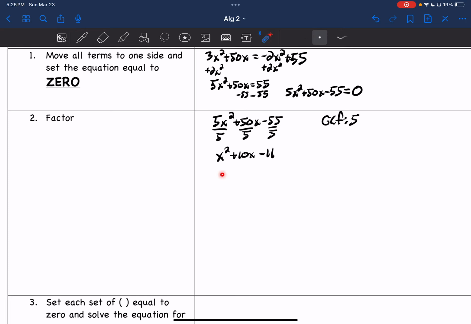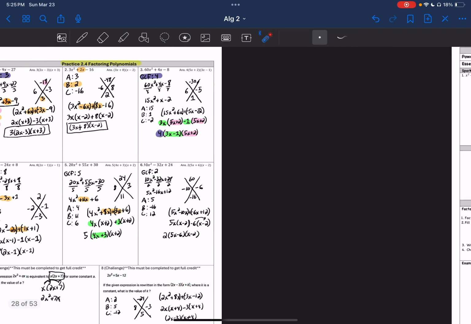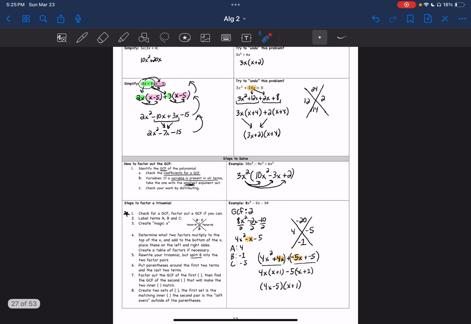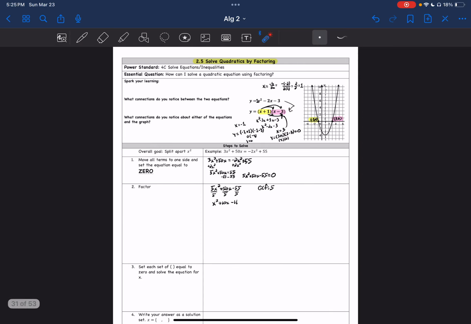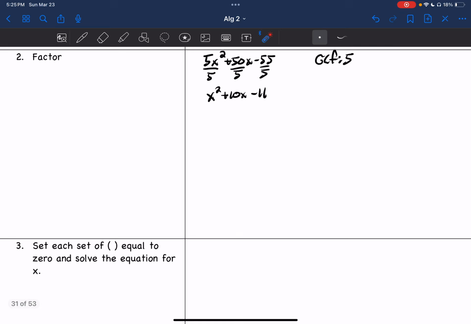If you're not sure what's going on at this stage, I recommend you go back to previous videos, specifically 2.4 factoring polynomials, and follow along there. I'm just going to be moving through this quickly because hopefully this is review.